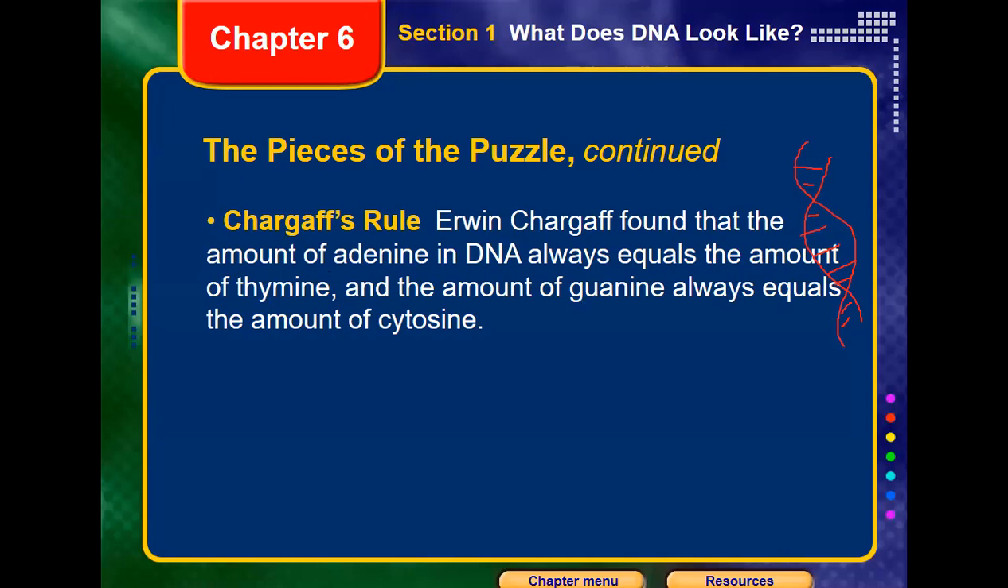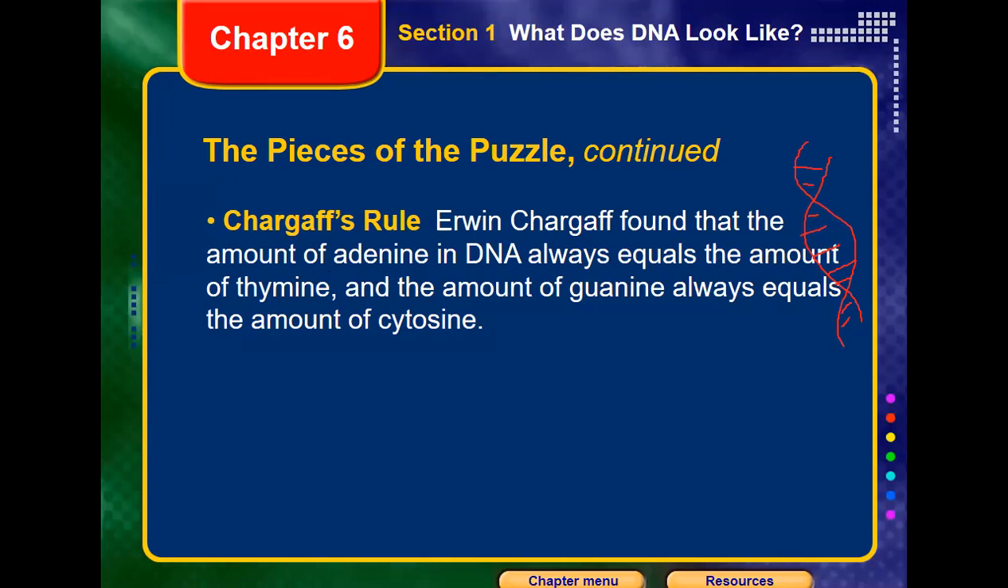So Chargaff reached a rule. There is a scientist, his name Erwin Chargaff. He started to make a kind of chemical analysis for different samples of DNA of different living organisms, and he always got the same result each time: that the amount of adenine, the base A, equals the amount of thymine, the base T, and the amount of guanine, the base G, equals the amount of cytosine, the base C.